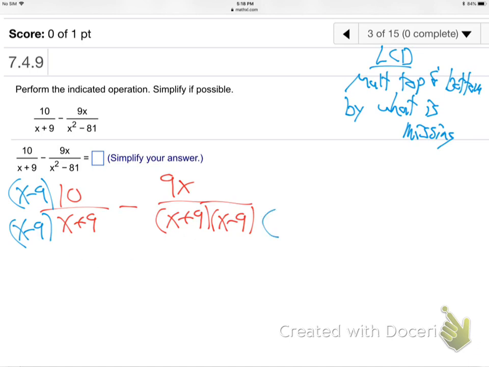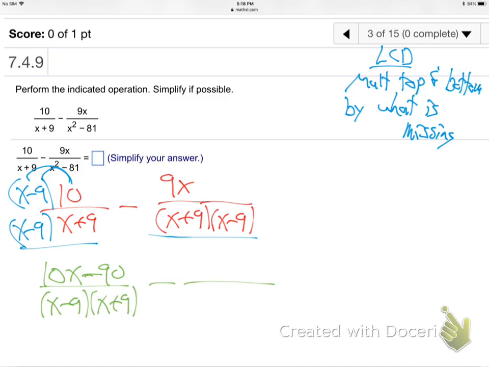And now notice, how about this guy? What is this guy missing that the other one has? Nothing. He's already got everything, doesn't he? So you don't need to do anything here. Notice that these two denominators now are the same. So what do we have? Multiply this out, and this becomes 10x minus 90 over x minus 9, x plus 9, minus 9x over x plus 9, x minus 9.